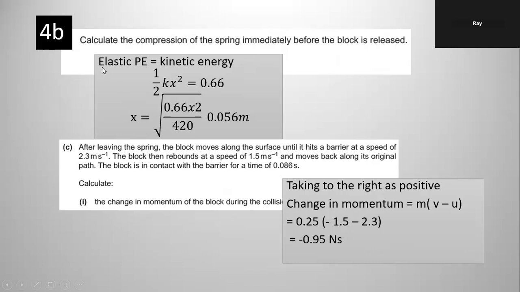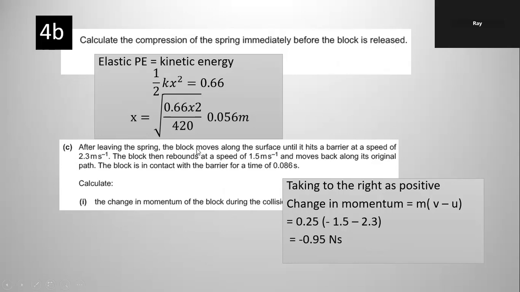So you use elastic potential energy equals kinetic energy. Kinetic energy we have calculated, and elastic potential is half kx squared. Calculate out is 0.056 meter. Can agree with me or don't agree? Yeah, 0.056. Okay, good.